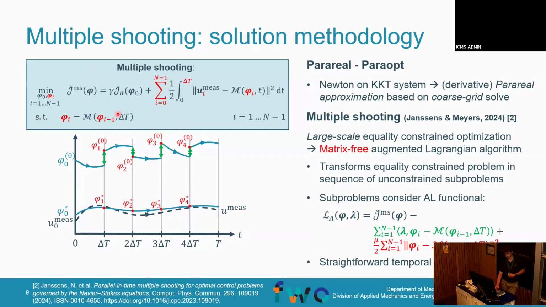these matching conditions. So the way it goes is you minimize your subproblem, and then after solving the subproblem, you will update the Lagrangian multipliers here. You will increase the penalty parameter, so to put more weight on minimizing these matching conditions, and you start a new subproblem until you have achieved convergence. So that's the basic idea. And again, of course, this is straightforward to parallelize in time because we have these windows.